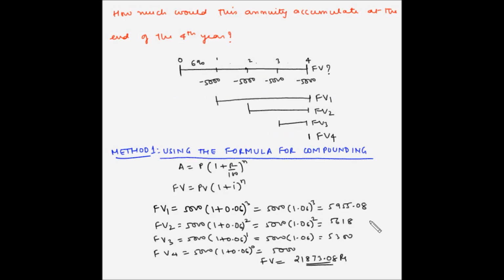So this is the first method of finding out the future value, where we'll take each investment and find out what that investment will end up being at the end of the tenure, and then adding up all those future values. Now, as you can see, if this tenure is a big number like 20 years or 30 years, this method will become very tedious. So let's look at the second method.